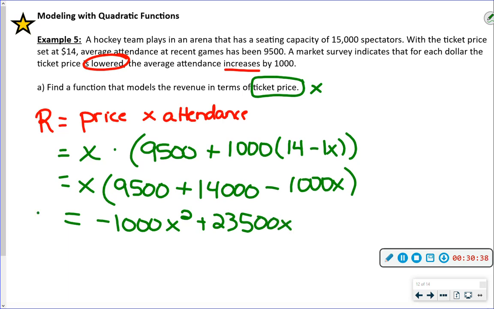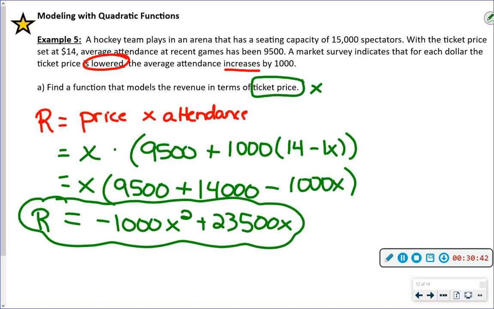Okay, so there's my expression. I've seen your wonderful algebra skills. I know you can distribute and combine like terms. It's the least of my worries. So let me give everybody a chance to actually have it written down. Because then we have to find the price that maximizes the revenue from the ticket sales. Okay, let's do that next.